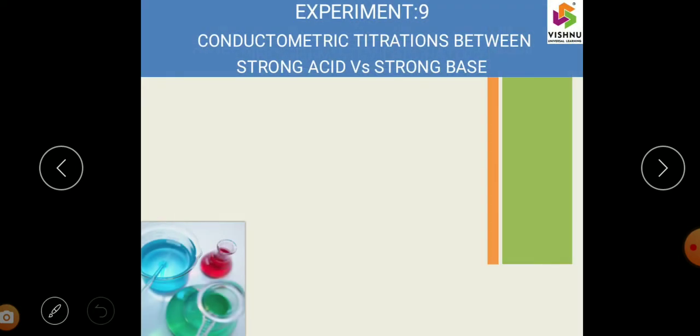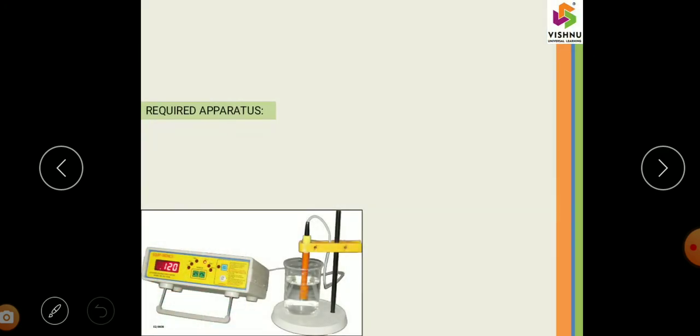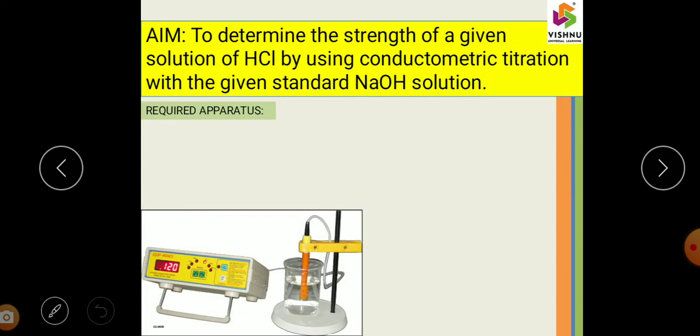Today I would like to give a presentation on the experiment: conductometric titration between strong acid versus strong base. The aim of this experiment is to determine the strength of HCl using conductometric titration with a given standard NaOH solution.